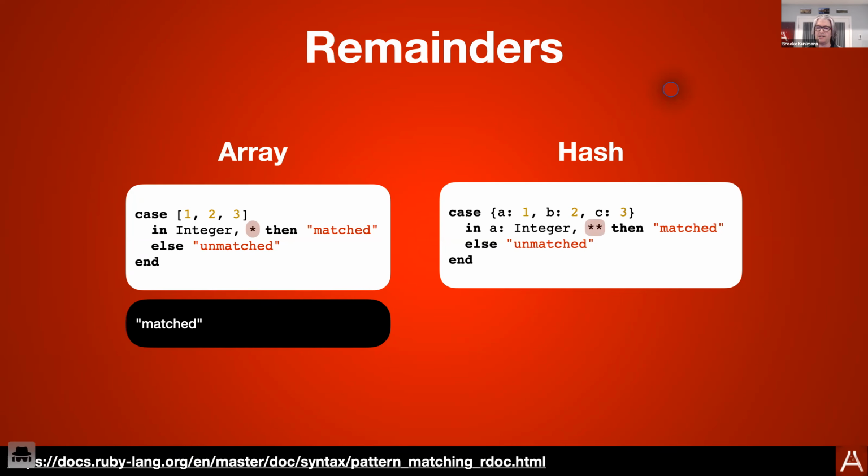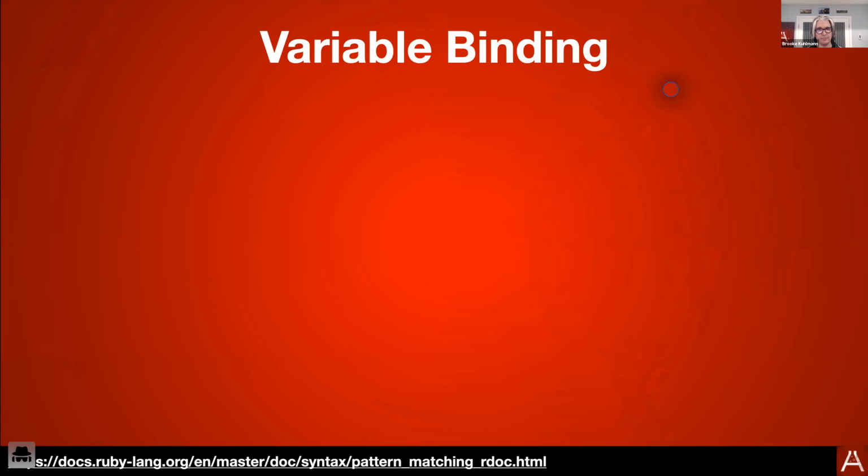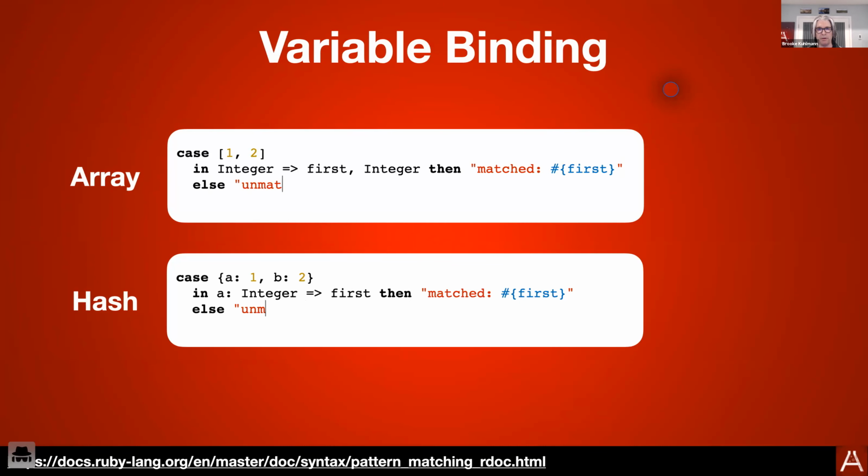With hashes, this is actually kind of silly because we could get rid of these splats, these double stars here, and it would still match, right? It's just because, again, the nature of a hash is it's partial matching by default. So this doesn't gain us a whole lot here, but I just want to show you the difference. That's why I'm highlighting it. And in this case, we also still get a match. Now we can name these later, and I'll show you that as well. But first, let's talk about variable binding a little bit more.